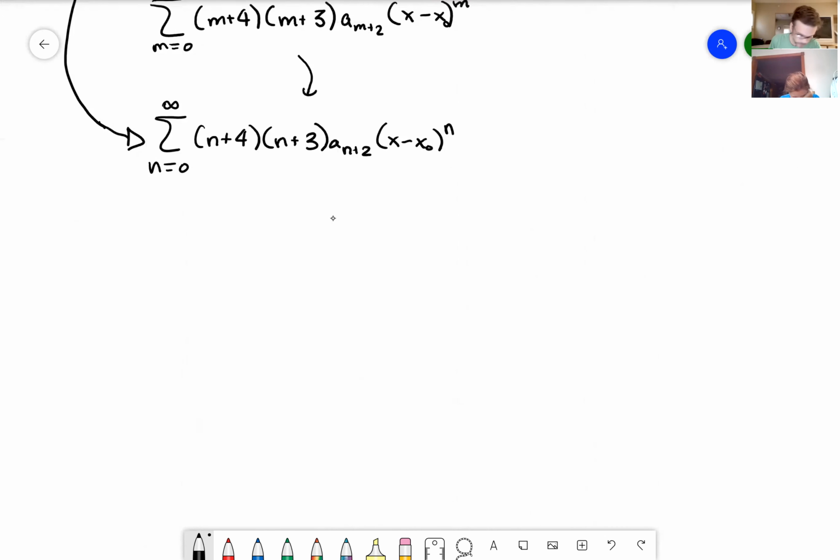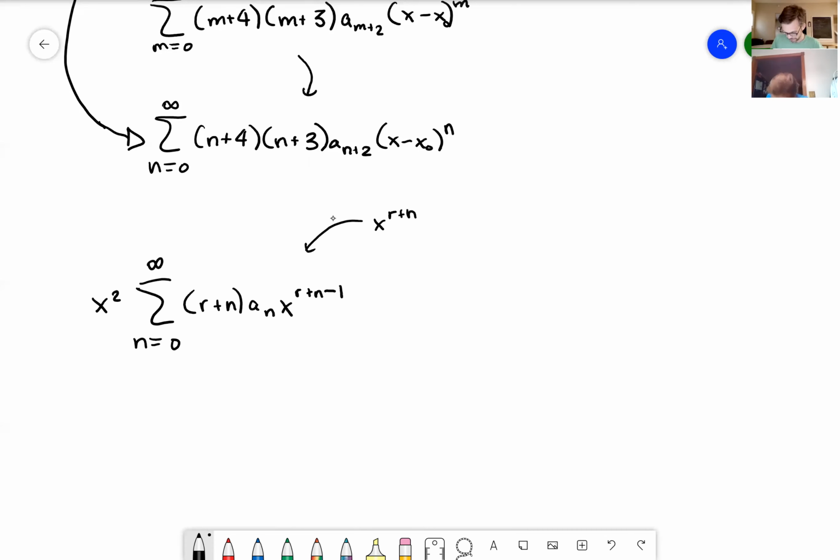Moving up slightly in the level of complication, n equals 0 to infinity. This is actually going to have an x squared multiplied out front. R plus n, a n, x to the r plus n minus 1, where r is just some arbitrary constant. And we want to rewrite this so that the x to the r plus n minus 1 is re-indexed so that the exponent is just r plus n.